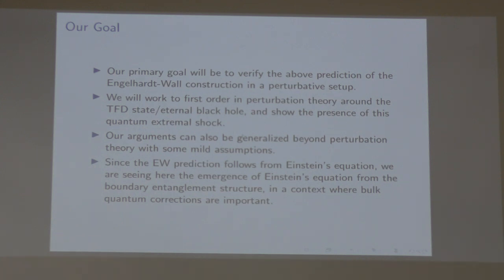And just one final comment before getting into the technical details is that the Engelhardt-Wall prediction essentially follows from the Einstein equation. Right? It follows from Einstein's equation from above. And what we're going to be seeing here is the emergence of the bulk Einstein equation from the boundary point of view, from the boundary entanglement structure, in a context where quantum corrections are important. Okay, so here we are crucially after the quantum corrections in the bulk, because those are the ones which give rise to this quantum extremal shock. Okay? So any questions before we get into the technical details?